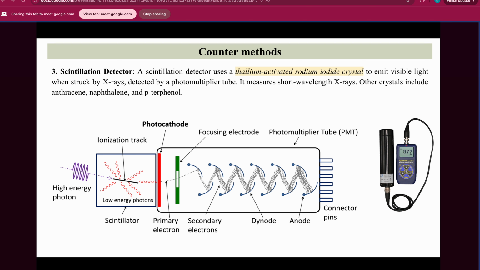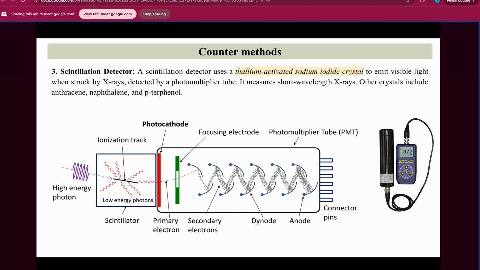Then comes the scintillation detector. This is also another counter method, which uses thallium activated sodium iodide crystals. So instead of heavier gases or inert gases, they use thallium activated sodium iodide crystals to emit visible light when struck by X-rays. In this case, X-rays will come and hit the thallium activated crystal, and as soon as they hit the crystals, they will emit visible light. This visible light will be detected by the photomultiplier tube, and it measures the shorter wavelength X-rays as well. So in this way they generate visible light which will be captured.